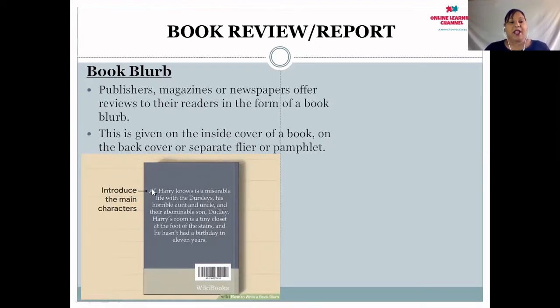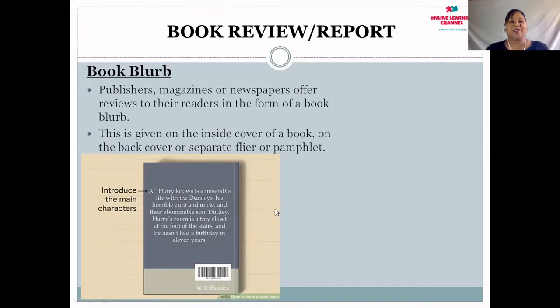Okay, Harry introduced the main character. All Harry knows is a miserable life with the Dursleys, his horrible aunt and uncle, and the abominable son Dudley. Harry's room is a tiny closet at the foot of the stairs, and he hasn't had a birthday in 11 years.